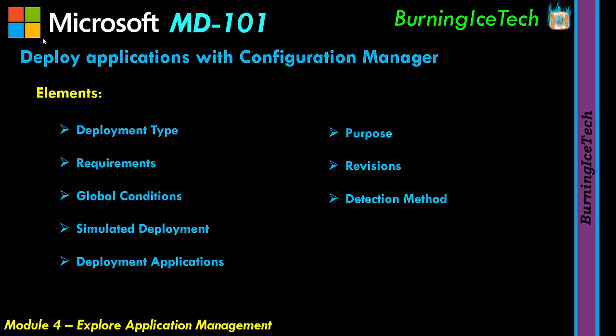Next on the list is dependency. Dependencies define one or more deployment types from another application that the client must install before it installs this deployment type. This is very often very helpful in more complex application installations. And then, folks, the last element on this list, supersedence application groups. I hope I didn't butcher that name.